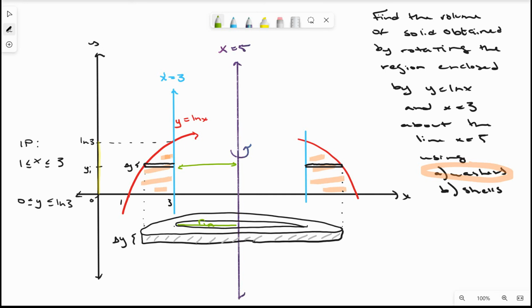Well, it's just 2, right? We're going from x equals 3 to x equals 5. That's just a distance of 2, right? So r inner is equal to 2.